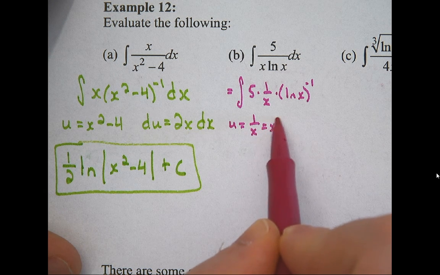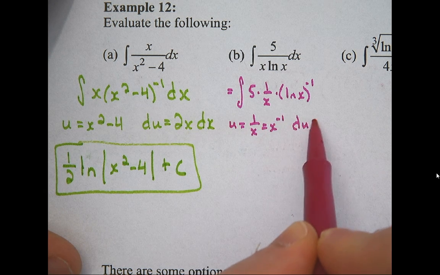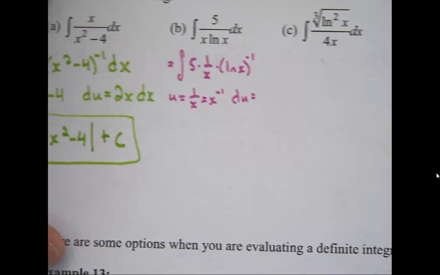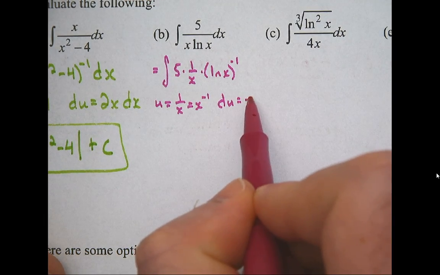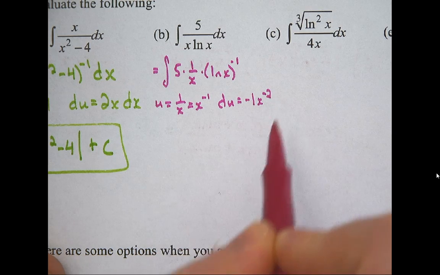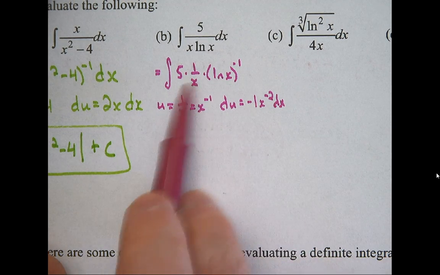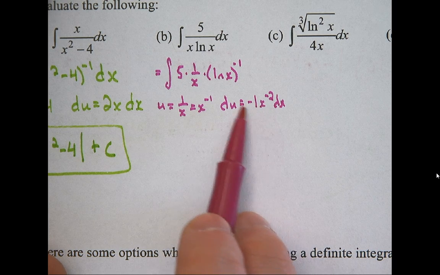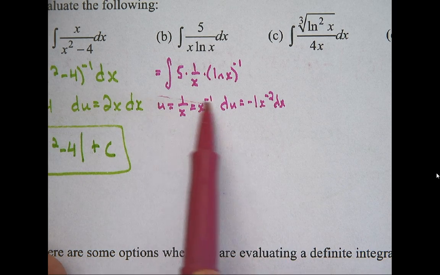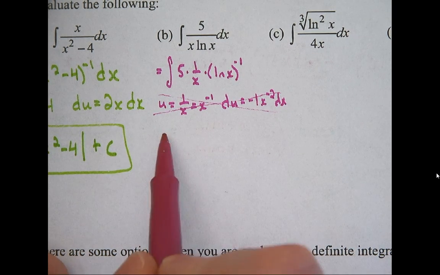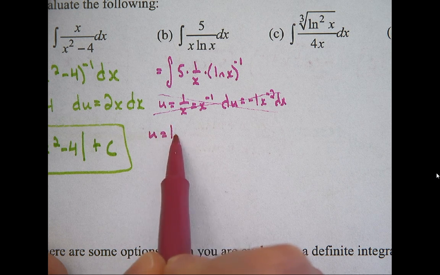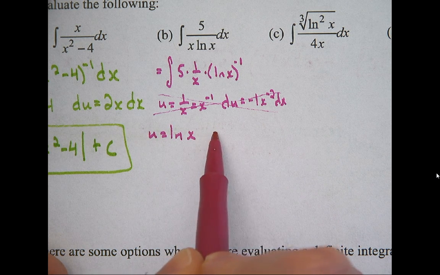Remember, this is x to the negative 1. So what's the derivative of x to the negative 1? Yep, negative 1 x to the negative 2 dx. Well, we don't have that. We don't have an x squared on the bottom, basically. So we know that this guy's got to be wrong. So what's our other option for u? Natural log of x.